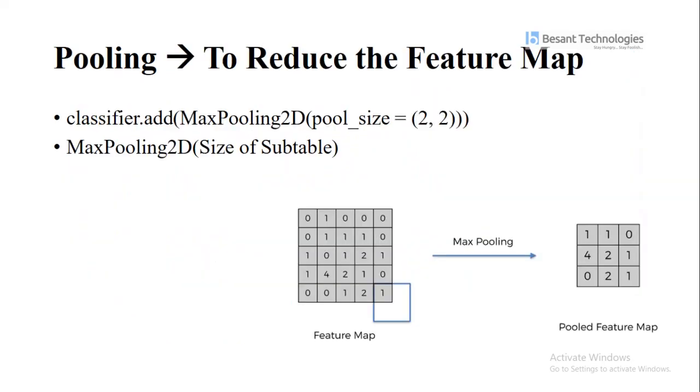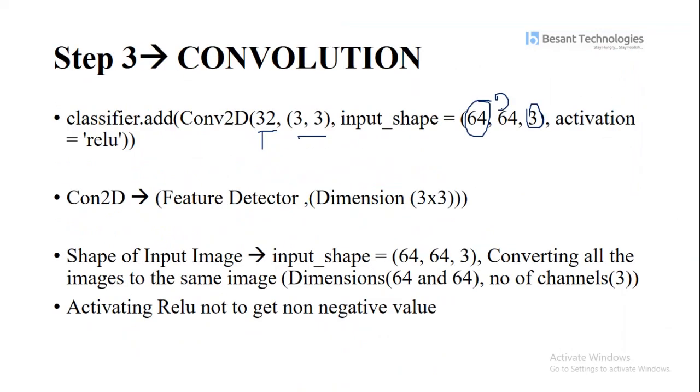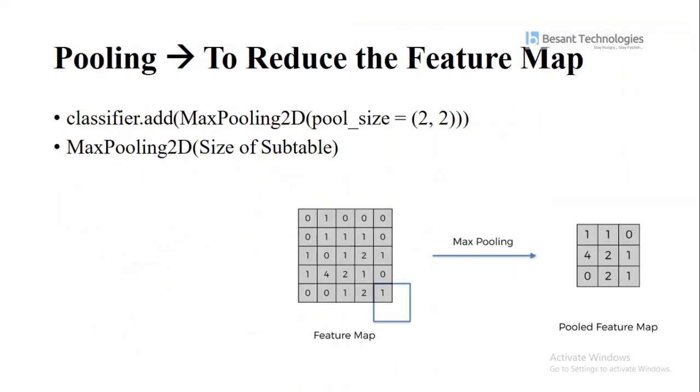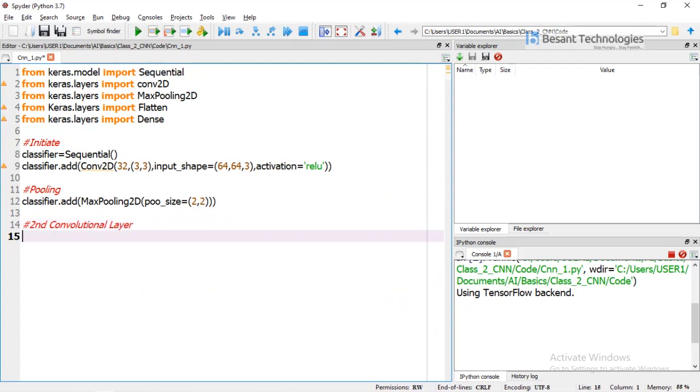This is your flattening. Before flattening we need to add one more convolutional layer. So this convolutional layer we did. Now we need to add one more convolutional layer, so we add our second convolution layer. Okay. So now what we are going to do is the same classifier dot add.